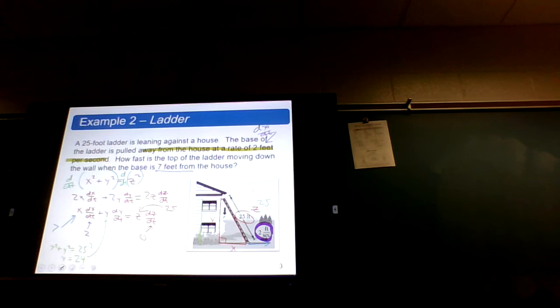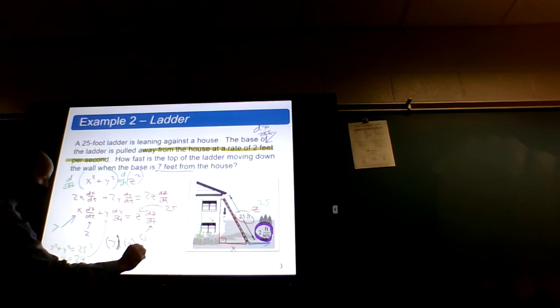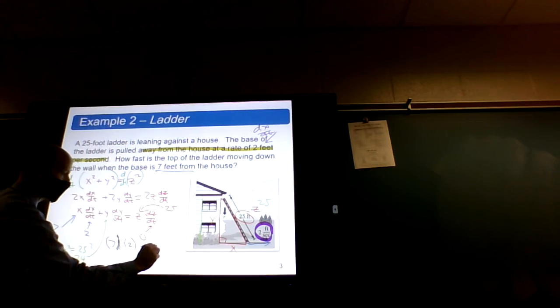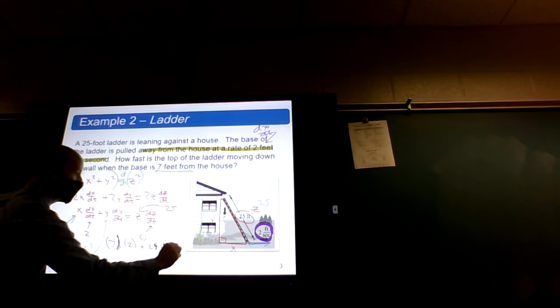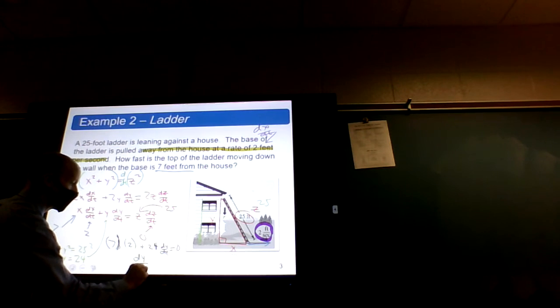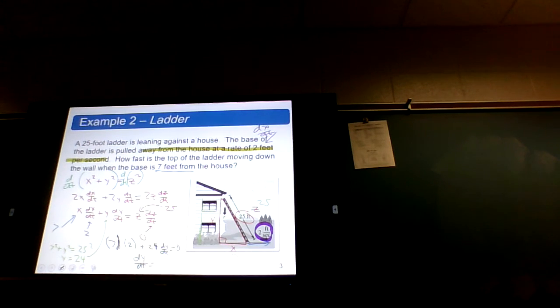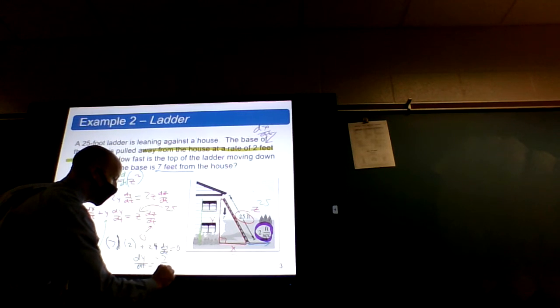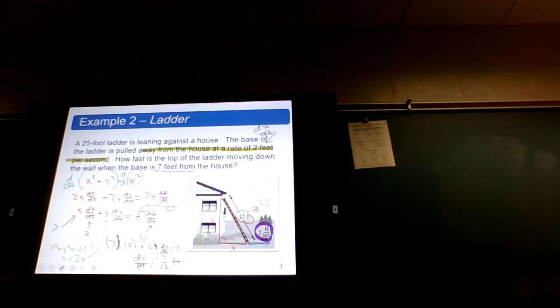Now I'm going to rewrite this whole equation. The whole equation can be rewritten as 7 times 2 plus 24, that's 24, it's kind of like a y, times dy/dt equals 0. Boom. And when you solve this, dy/dt is going to be negative 7/12 feet per second.